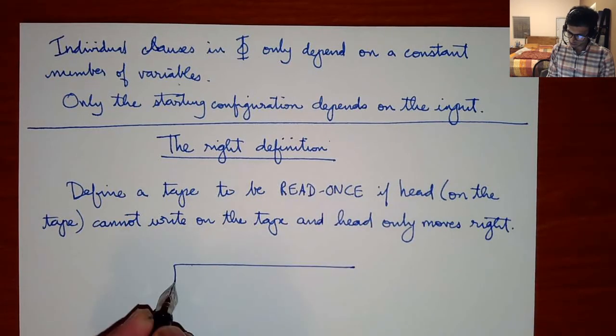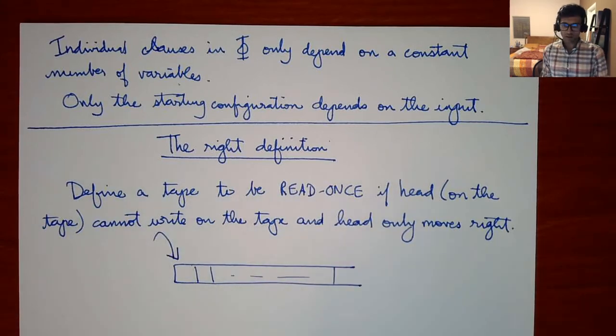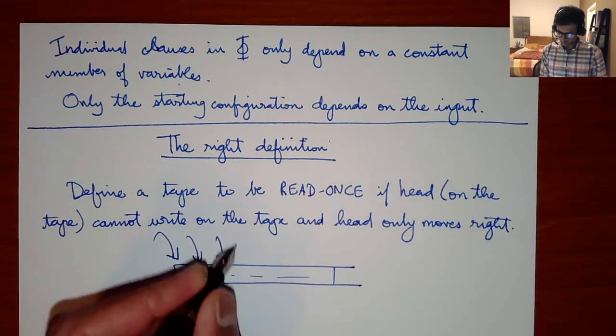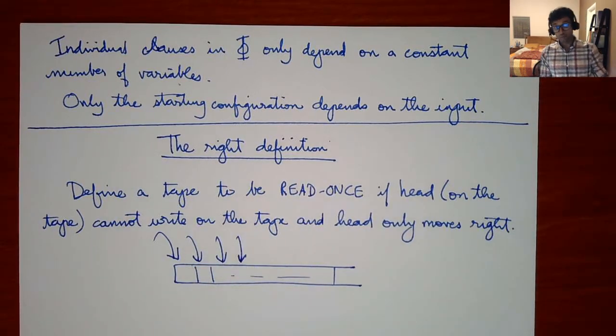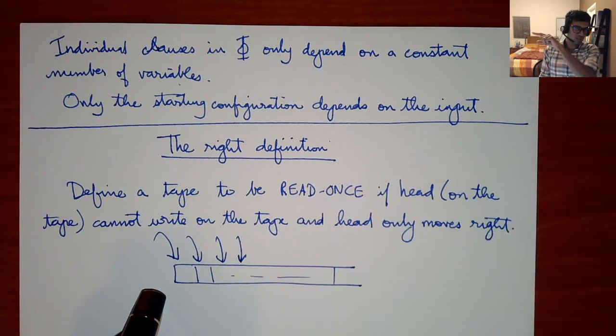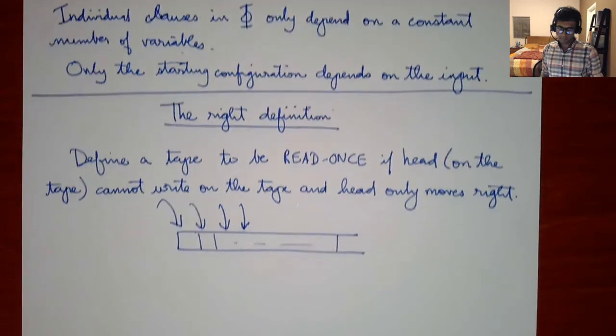So what it says is a read once tape is a special kind of tape where the head starts here and the head can only march forward. I mean, it can decide to stay or march forward. The head cannot move back. So it's almost like there's this text here that you get to read once. You can never go back. All right, any questions about that? All right.